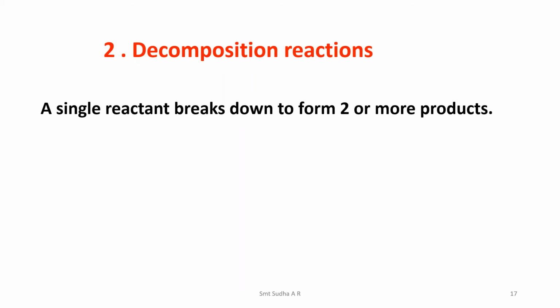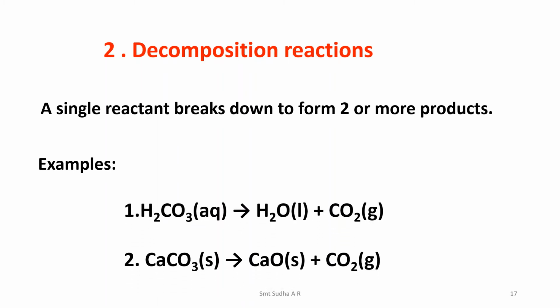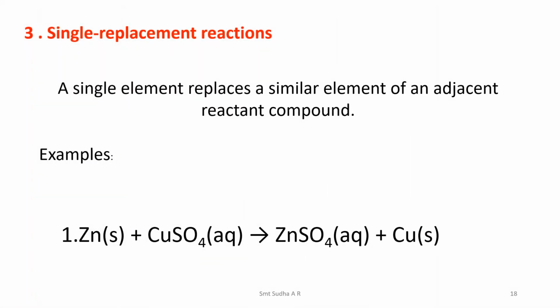Next, the second one, decomposition reaction. In a decomposition reaction, a single reactant breaks down to form two or more products. Here, on the reactant side we are going to have only one compound. Then that splits into two or more elements or substances, that means products. So in these two equations, if you observe carefully, you can understand that this type of reaction is called a decomposition reaction. Let us discuss the third one, single replacement reaction.